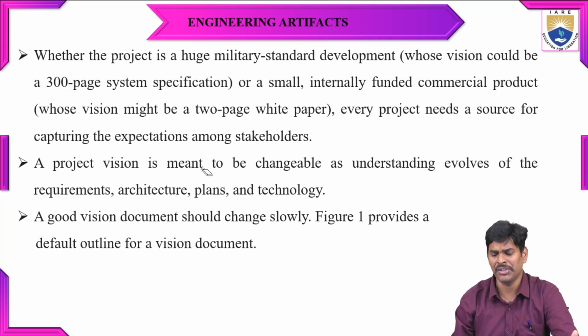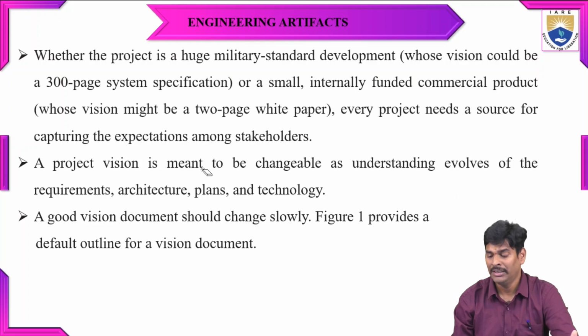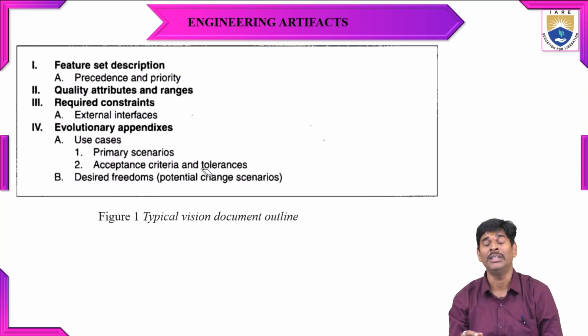And also the project vision mainly depends on the clear vision they have about the project initially. Based upon the requirements, this project vision can be changeable, as understanding evolves. So based upon the requirements, they can update the vision. Here the project vision is mainly changeable based upon the evolving understanding of the requirements, architecture, plans as well as the technology. So based upon this, the project vision can be changeable or unchangeable. It depends upon the different types of requirements.